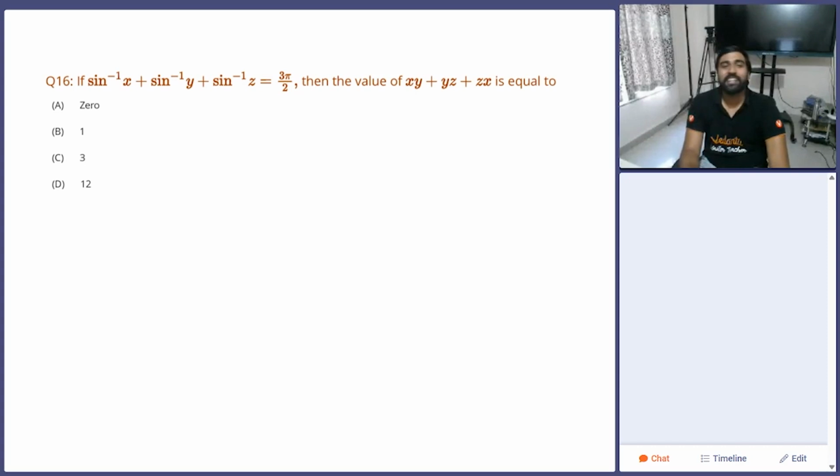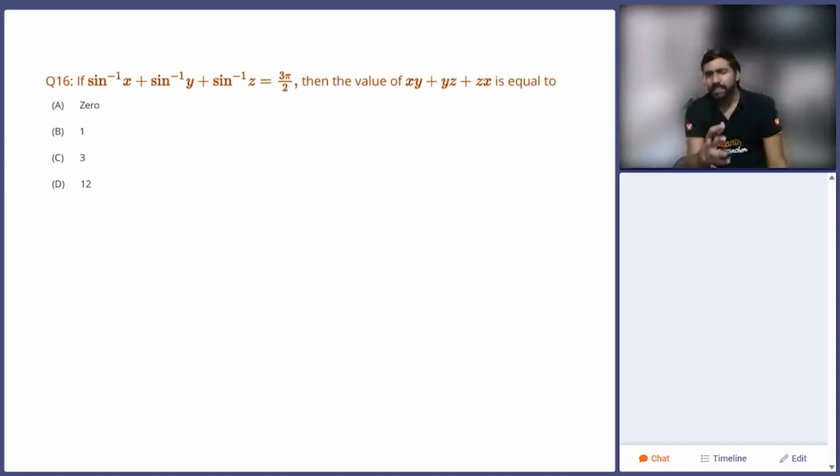Now, this is a very straightforward question. I hope no one has a doubt in this question. Basically, the only thing that we have to do over here is just simply observe sine inverse x, sine inverse y, sine inverse z equal to 3 pi by 2.